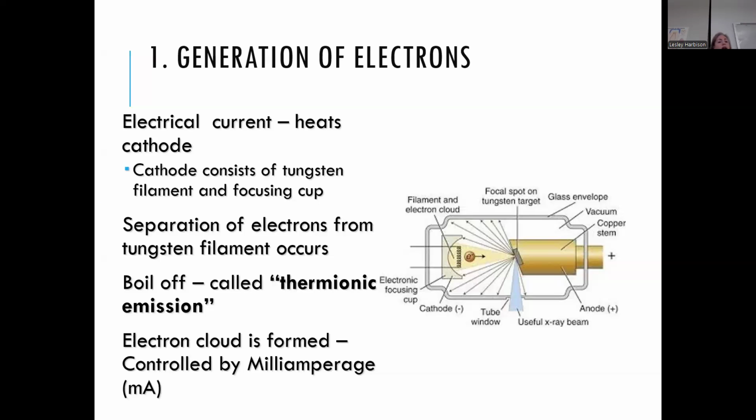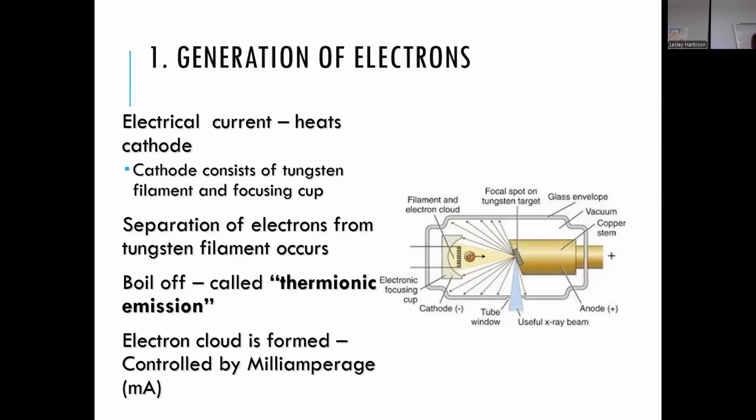So separation of electrons from the tungsten filament. The process is called thermionic emission. So they're emitting off of the atom, and it's because of a thermal reaction. It's because they're getting hot. So thermionic emission. And there's a test question on that. They'll say, what's the process called when electrons boil off of the tungsten filament? And in multiple choice, one of your answers is thermionic emission.